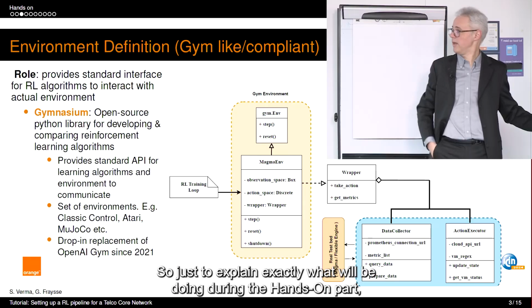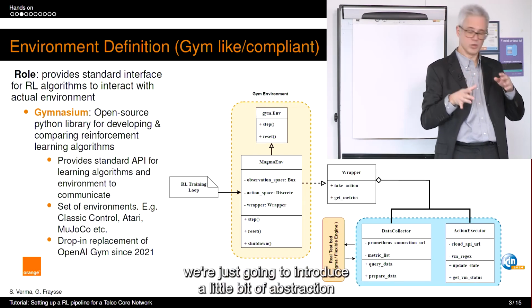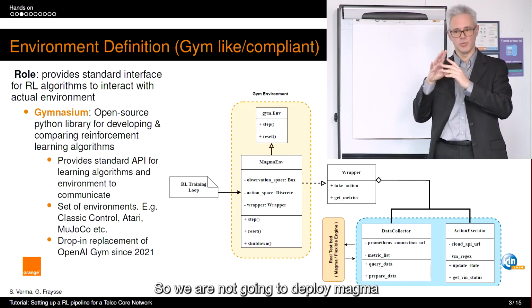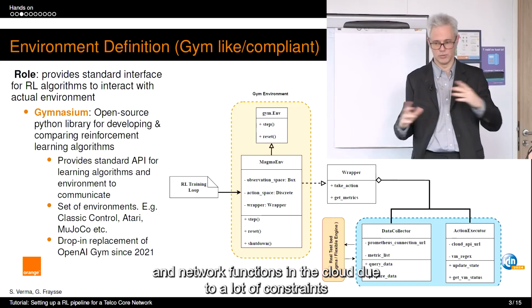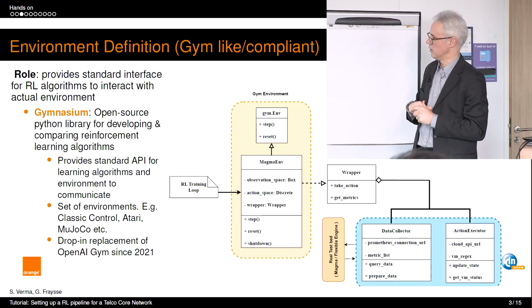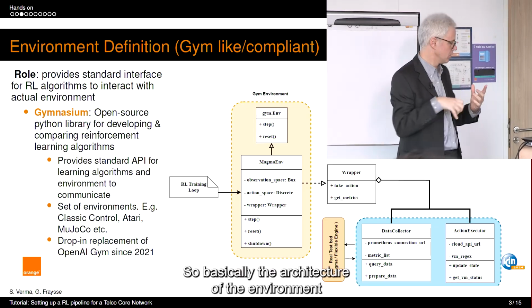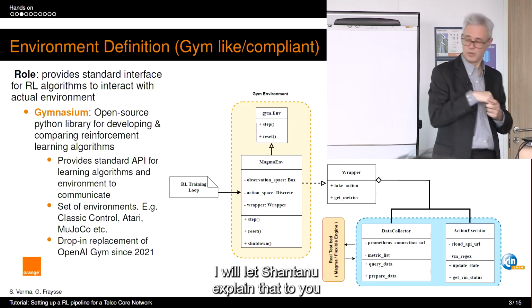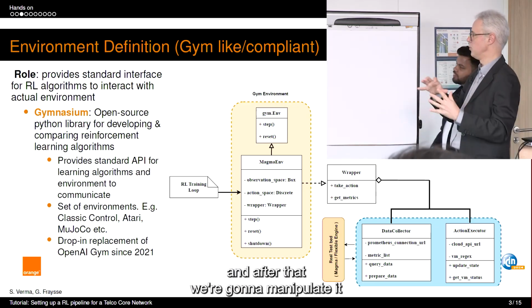Just to explain exactly what we'll be doing during the hands-on part, we're going to introduce a little bit the abstraction. We are not going to deploy Magma and network functions in the cloud due to a lot of constraints, so we're going to use some kind of simulation. We're going to explain how it works. That's basically the architecture of the environment. I'll let Shantanu explain that to you. And after that, we're going to manipulate it.